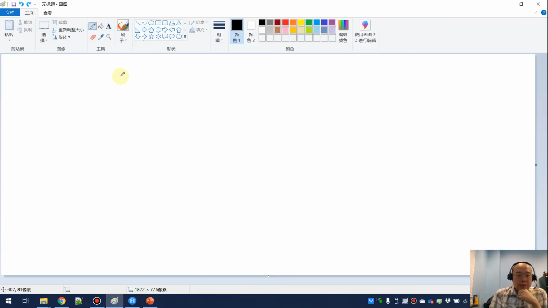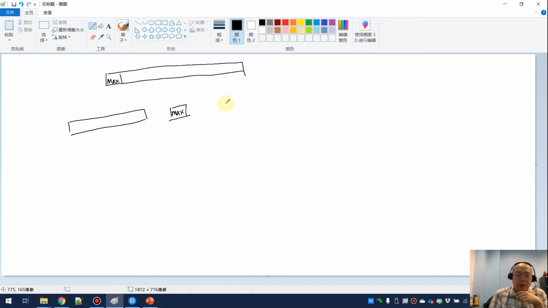Say we have a list of values, and if we are unlucky, we pick the max to be the pivot. And then for the partition, what are we going to have? We are going to have the max as the pivot. And then all the remaining values will be on the left side, and there's really nothing on the right side. So for this partition, what have we done?